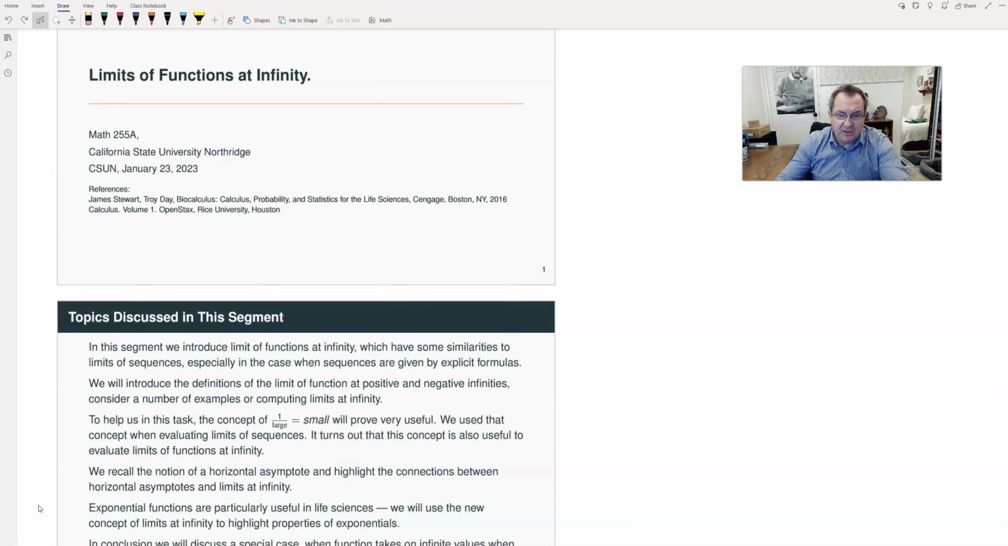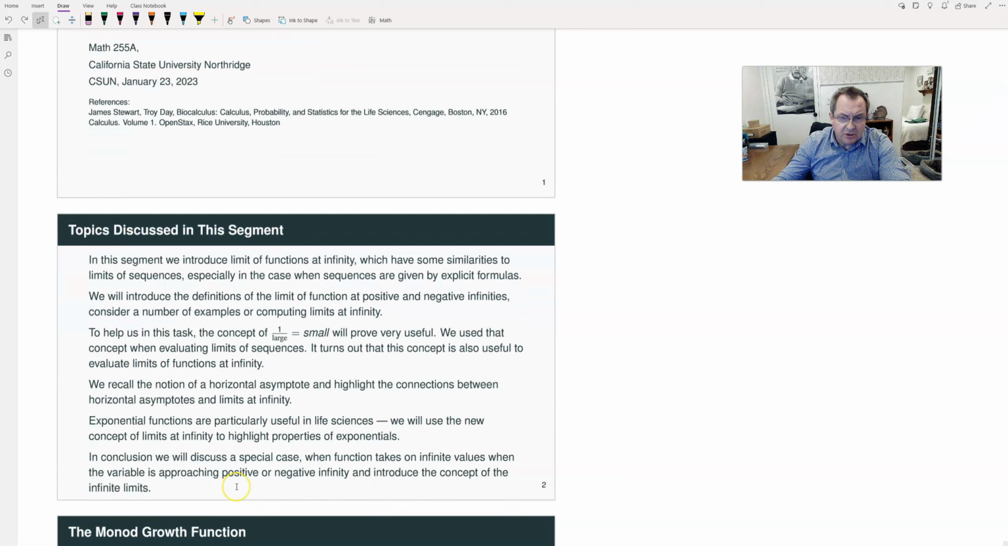Exponential functions are particularly useful in life sciences. We will use the new language of limits at infinity to highlight properties of exponentials. And one additional topic that we'll look into is going to be the infinite limits at infinity, which is a very, very special case when a function takes on arbitrarily large values as the variable goes to positive or negative infinity.